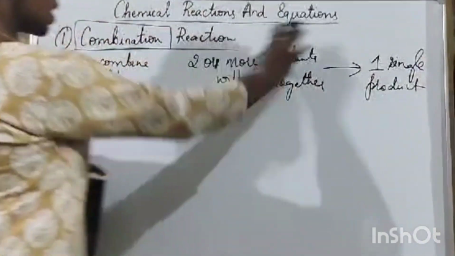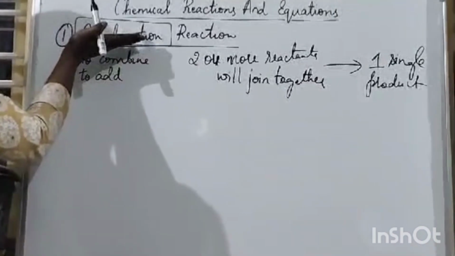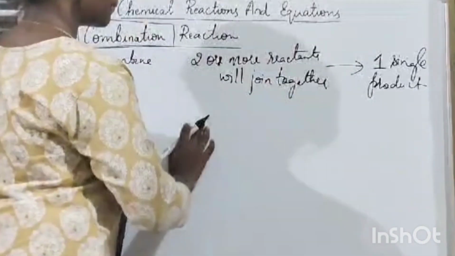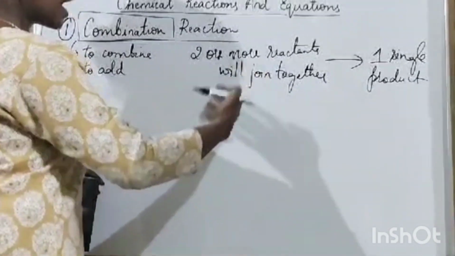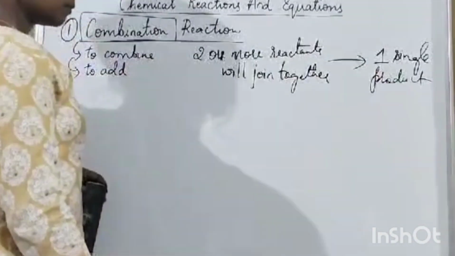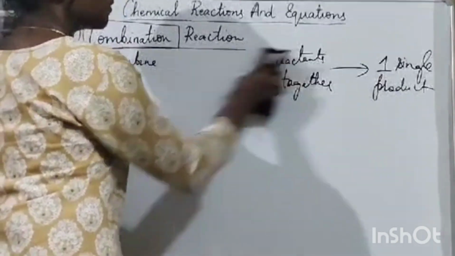This is general information about combination reaction. Combination means to add or to combine. So in this reaction, two or more reactants will combine together, or add, or join together to form one single product. Now let us take an activity which is given in your textbook.